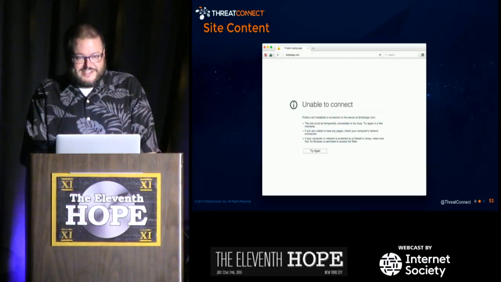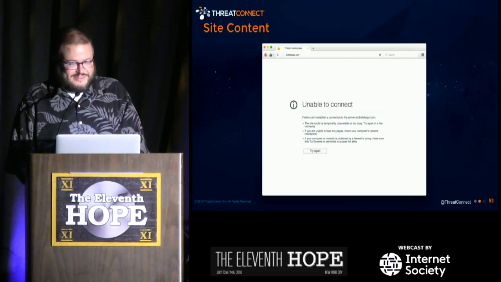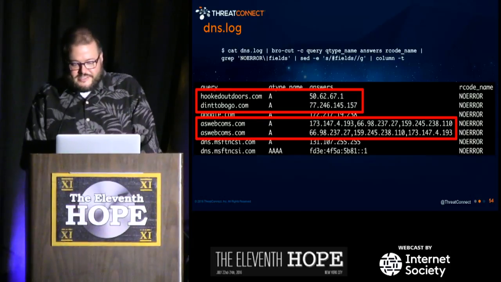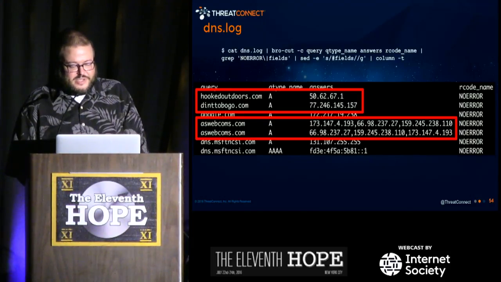So I look at the site content, and there's nothing there. Imagine that. Your C2, why put content on your C2? So let's go back to the DNS log, and let's move to the next part and look at aswebcoms.com.